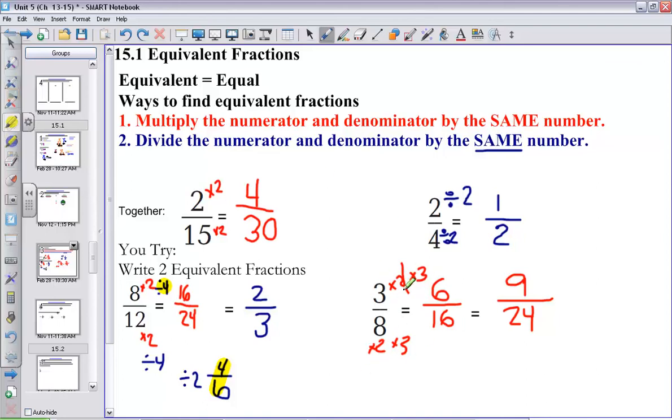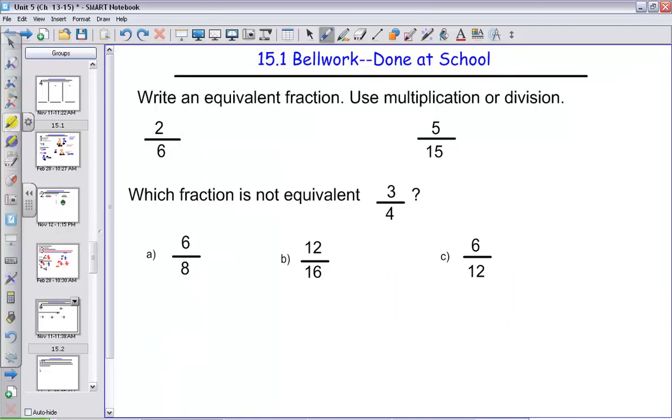Let's look over here at 3/8. I'm only multiplying here to find an equivalent fraction, because I don't have any common factors between 3 and 8, so I can't divide this. I chose to multiply by 2 and by 3, so I had 6/16 when I multiplied by 2. When I multiplied by 3, I ended up with 9/24. Again, if you chose to multiply by a different number, as long as you multiplied the top number and the bottom number by the same number, you should have an equivalent fraction.